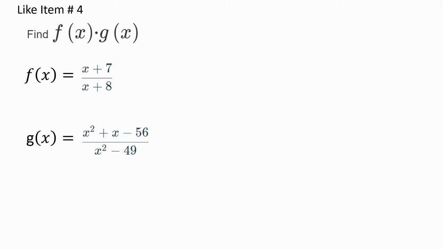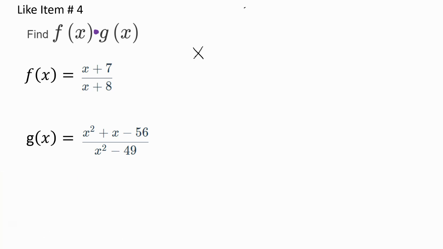Right, so on this problem, we know that we have to multiply these two rational expressions together because there's a big dot there. So we need to go ahead and factor whatever we can factor, okay? When we're multiplying, we do not need a common denominator. So we look at the top, can we factor that? No. Look at the bottom, can we factor that? No. So I'm going to go ahead and just rewrite it.